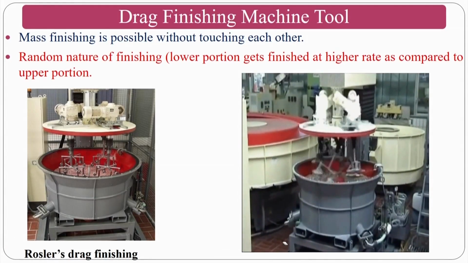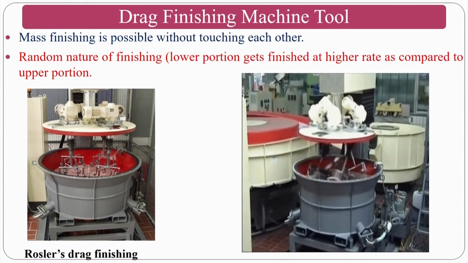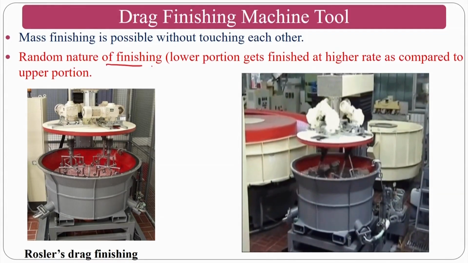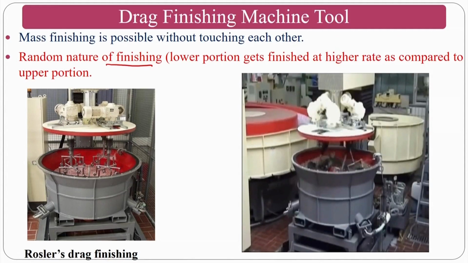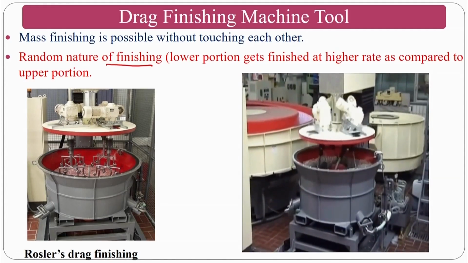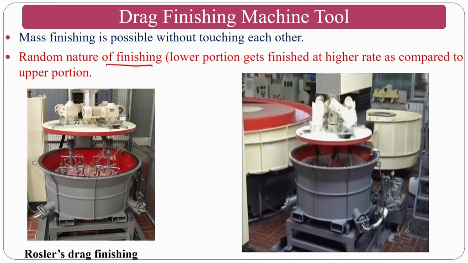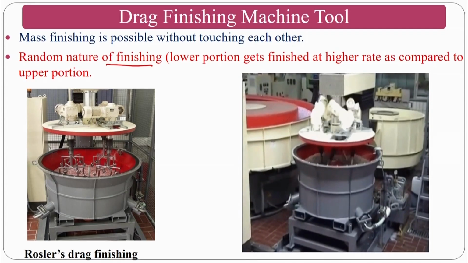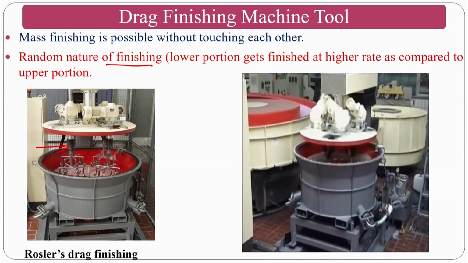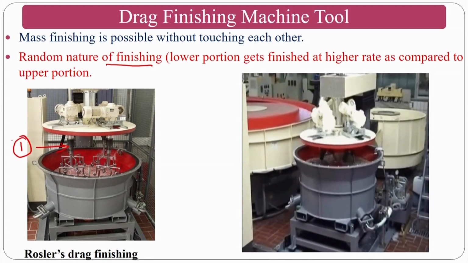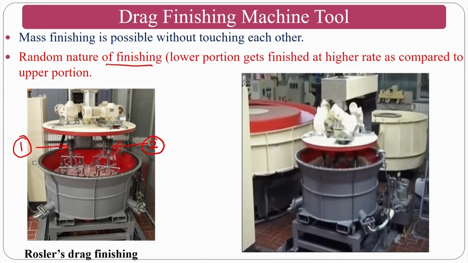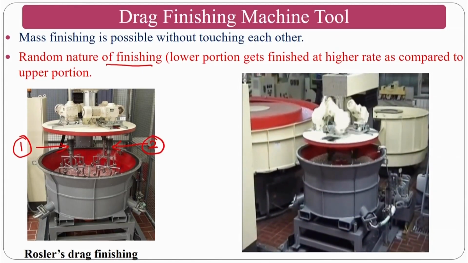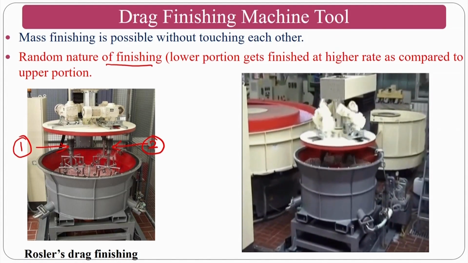If you see in this one, which is mass finishing with a random nature of finishing, the lower portion gets higher rates and all those things. This can be overcome by drag finishing. As you can see here, a set of implants are held here. I am just giving you 1 and 2, 3, 4 are also there. So, you can rotate them about their own axis so that your components are finished.